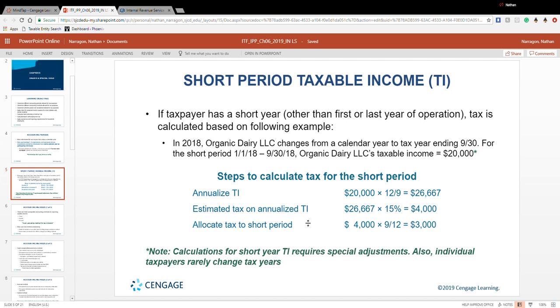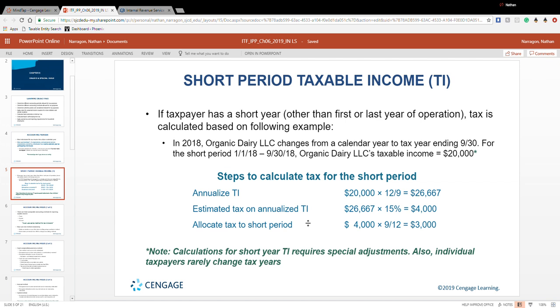So, how do we do this? It's actually pretty tough to calculate the short-term tax. So we're going to take this example here. We've got Organic Dairy LLC, and they changed from a calendar year to a tax year ending 9/30, basically September. For this short period of January through September, Organic Dairy LLC's income is $20,000.